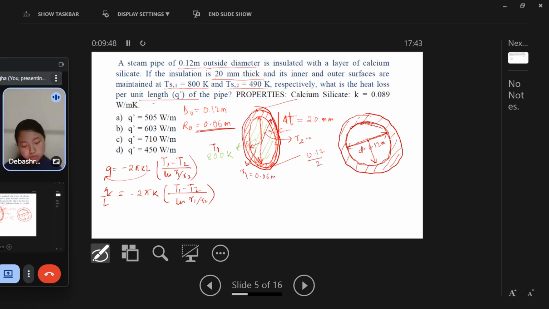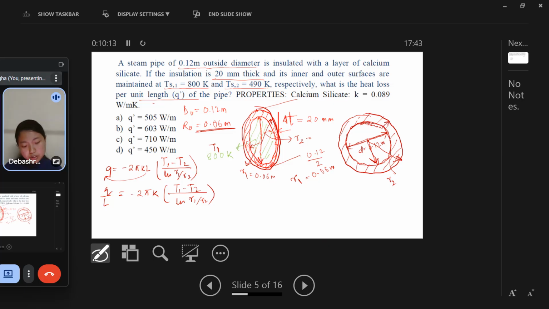0.12 divided by 2 is equal to 0.06 meter. Okay, the inner diameter, this is R1. And what will be R2, the outside radius? If the inner radius is 0.06, R2, that is the outside radius, how much will it be?